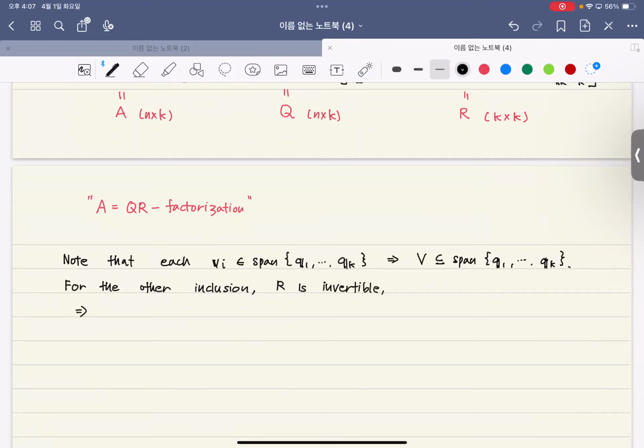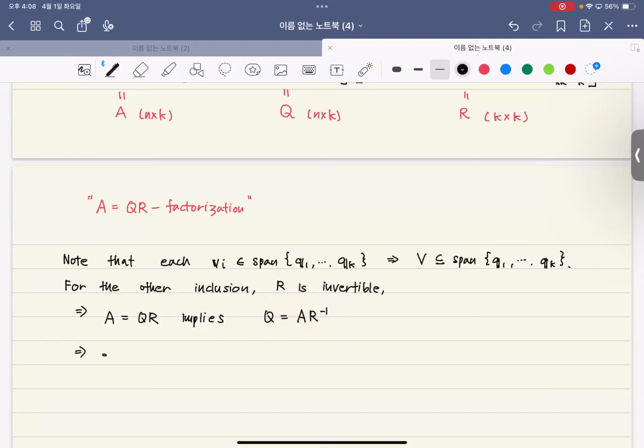So A equals QR implies Q is A times R inverse. Well, A equals QR means every column of the matrix A can be written as a linear combination of the columns of Q. By the same logic, this equation implies every column of this matrix can be written as a linear combination of the columns of this matrix.